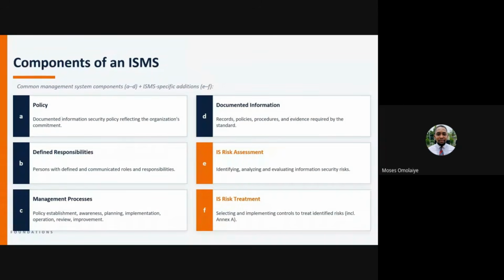Then information security risk assessment, that is key. So why do you do the information security risk assessment? You do it so that you can identify, analyze, and evaluate information security risks. So after you get the information security risks, you select controls. You have to do the risk treatment, and you select the appropriate controls and implement the controls. So one place that you get a good number of controls from is what we call the Annex A controls. We would see some of that as we go on.